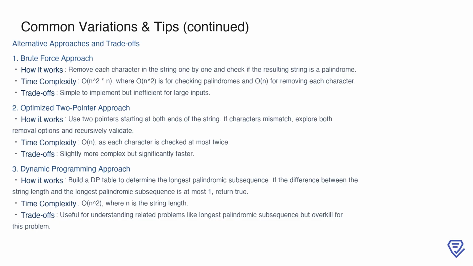Another option is the dynamic programming approach, which involves constructing a DP table to find the longest palindromic subsequence. If the difference between the string length and the longest palindromic subsequence is at most 1, the string qualifies. While this method has a time complexity of O(n²), it's typically overkill for this problem but can be useful for understanding related concepts. Choosing the right approach depends on the problem constraints and the level of optimization required.